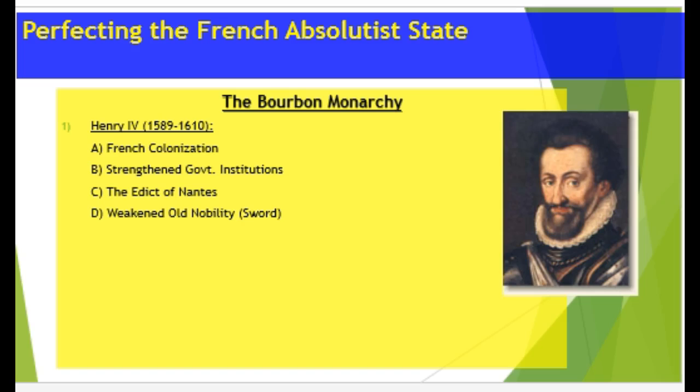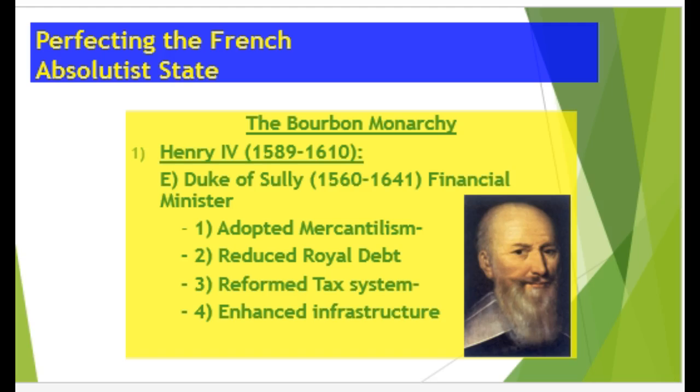An example of this would be the Duke of Sully. The Duke of Sully was Henry IV's financial minister. Sully's reform will really make strides in increasing the power of the monarchy in France. So how did he do this? He adopted mercantilism, and the state's role in the economy exponentially increased in order to achieve a favorable trade balance.